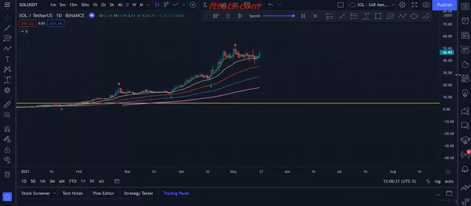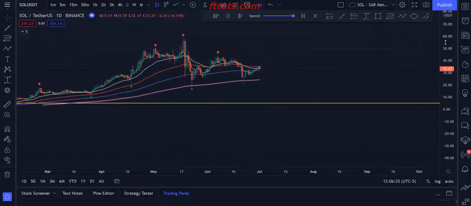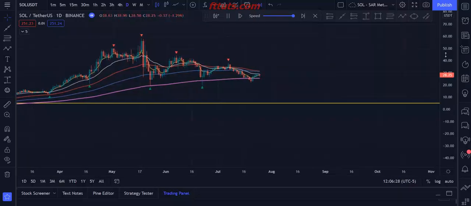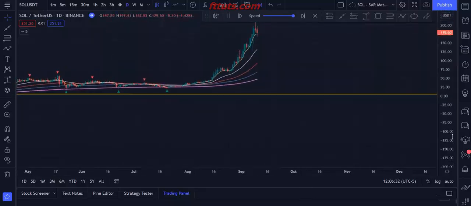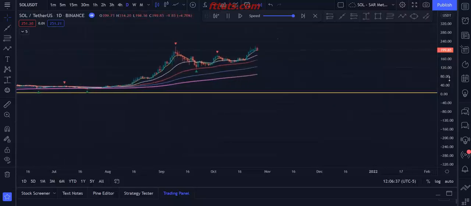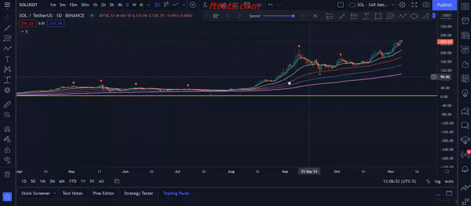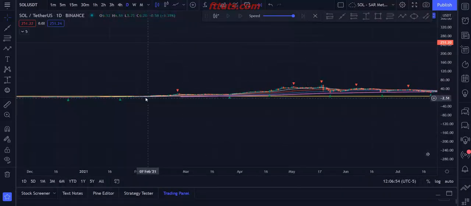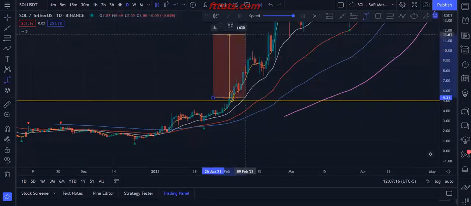I gotta zoom in again because it keeps going up and up. Let me show you where we entered. So just look here, all of that up until February 2nd, we said. See, I entered here, okay? So let's just calculate how much percent profit this is.